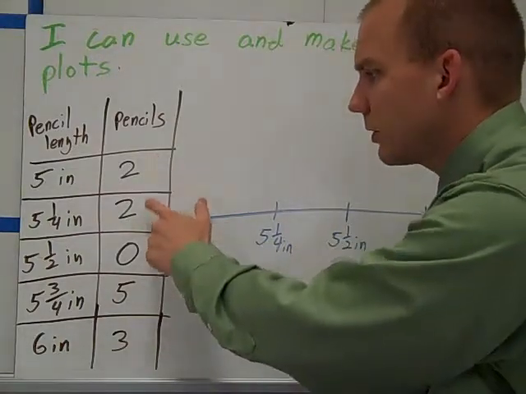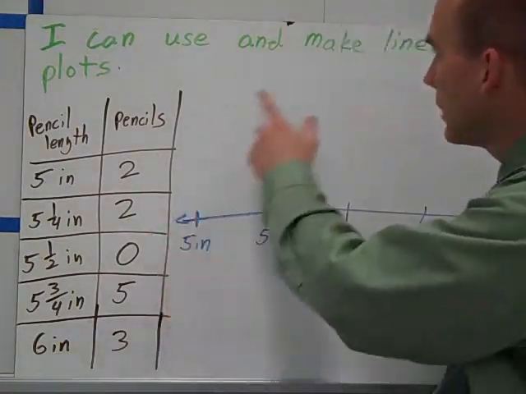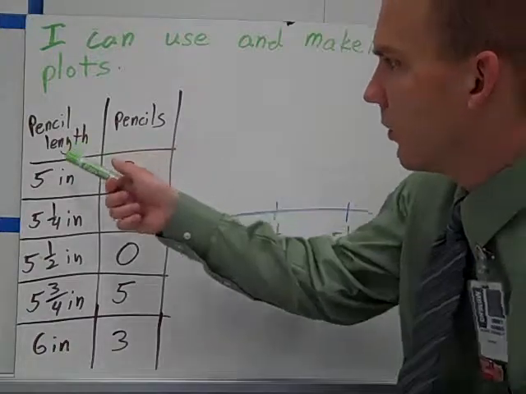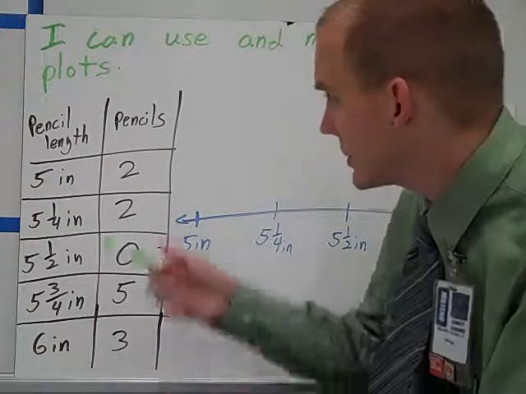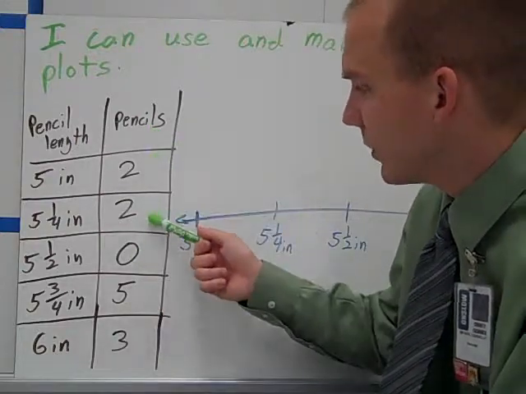What I want you to do is just plot this data as a line plot. So what we have here looks like pencil length: the length of pencils in inches, and the number of pencils that were of each length.